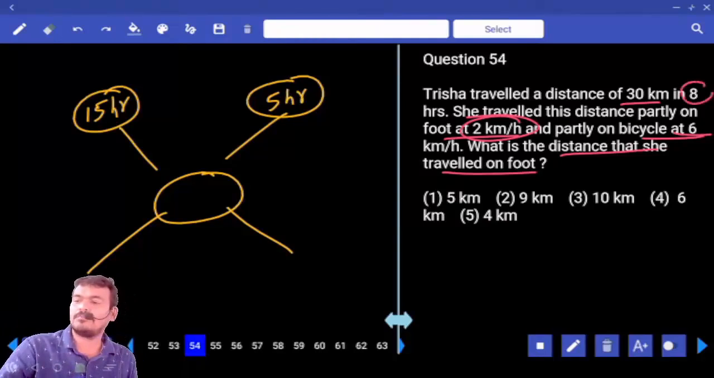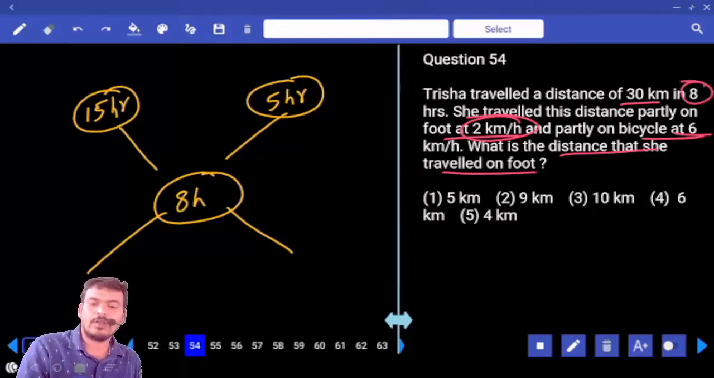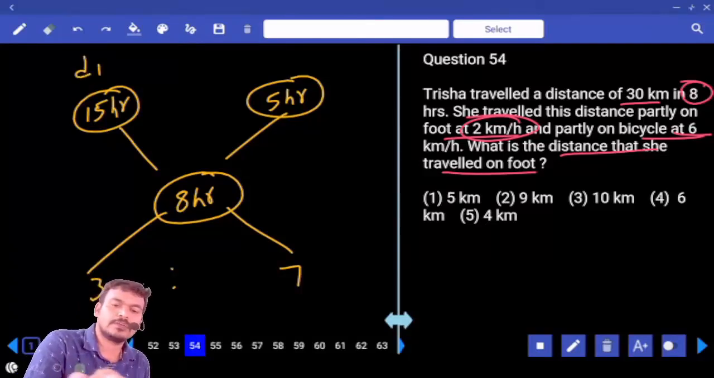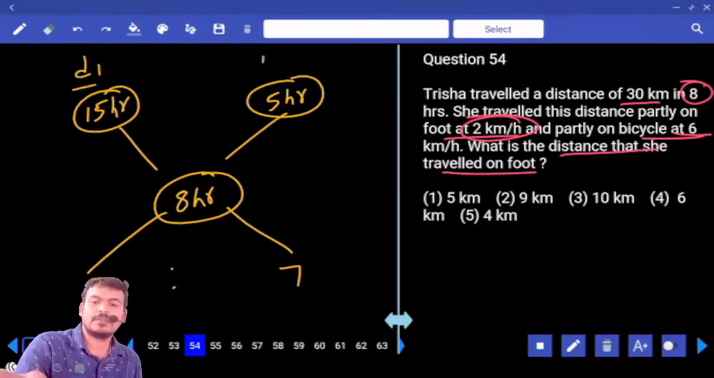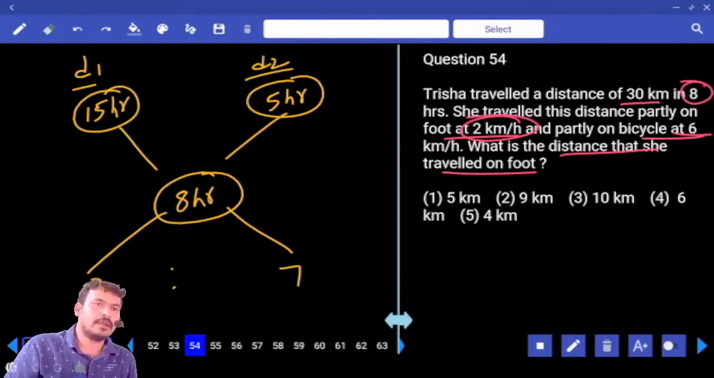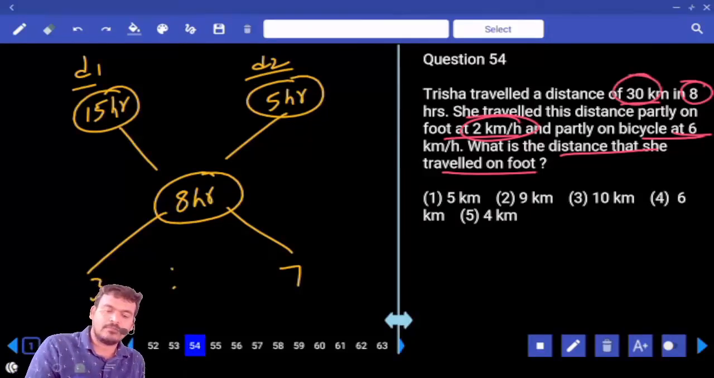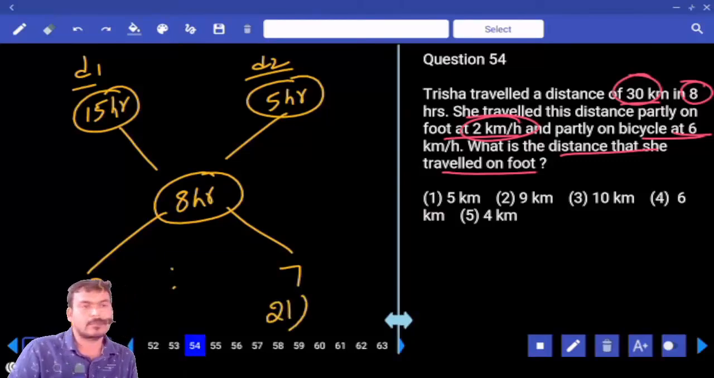What is the overall time? 8 hours, or not? Overall time is 8 hours. What is the difference between 15 and 8? 7. 8 and 5 difference? 3. What is the ratio? 3:1. Means the distance in the first case is 3 parts, the distance in the second case is 7 parts, or not. Total distance is 10 parts. What is the 10 parts value? 30. Then the 3 parts value? 9. 7 parts value? 21.